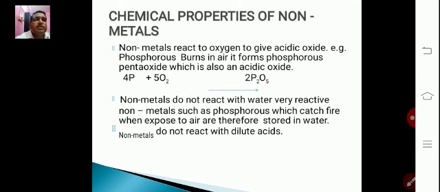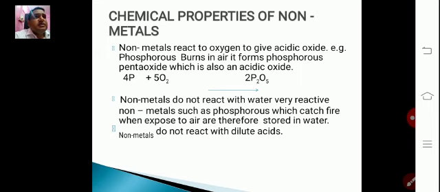Now we have to discuss the chemical properties of non-metals. First, we discuss the reaction with oxygen. Non-metals react with oxygen to form non-metal oxides. If a non-metal reacts with oxygen, it forms an acidic oxide, that is, a non-metal oxide.